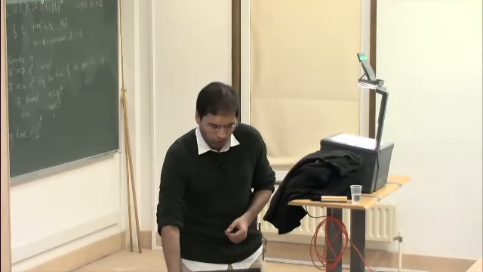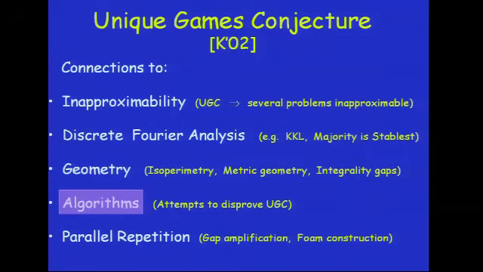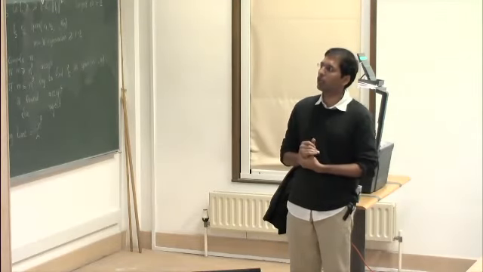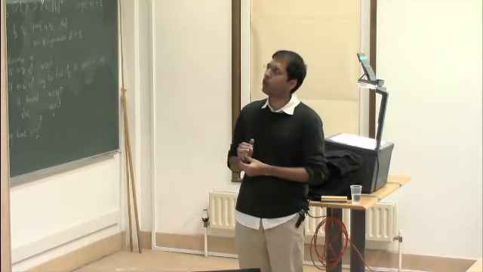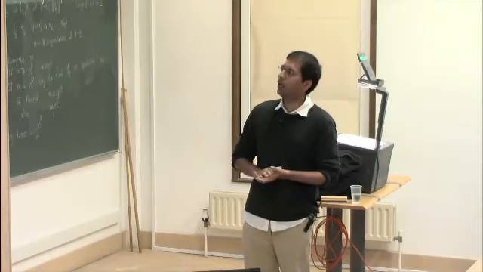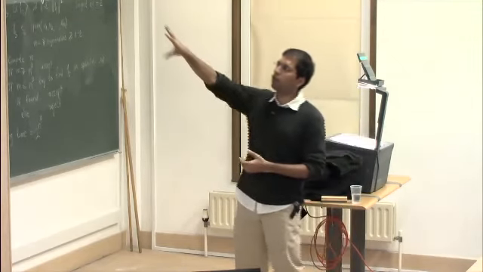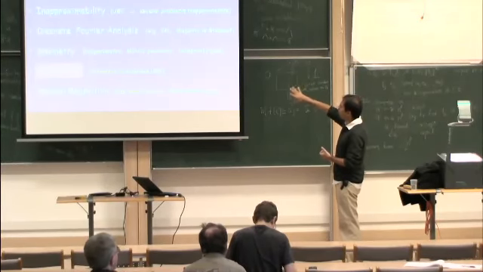So instead I will move to the next topic, which is geometry. Even within geometry, there are at least 3 kinds of connections. First is the connection to isoperimetric problems, and this connection arises from the Fourier analytic side.